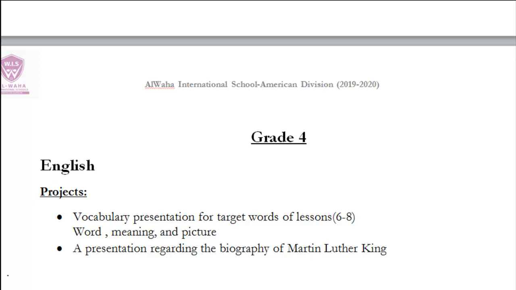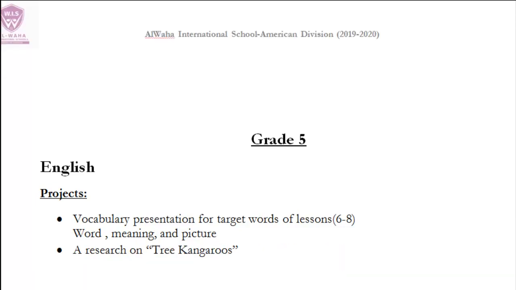For grade 5, vocabulary presentation, the usual target vocabulary of lessons 6, 7, and 8, the word meaning and its picture. The second option will be a research on the three congruent. If you remember with me, you have a text in your Journeys book. So you can refer to the book, and you can refer to the information that is available on the internet. Whatever you can search, you can find many things on the internet.